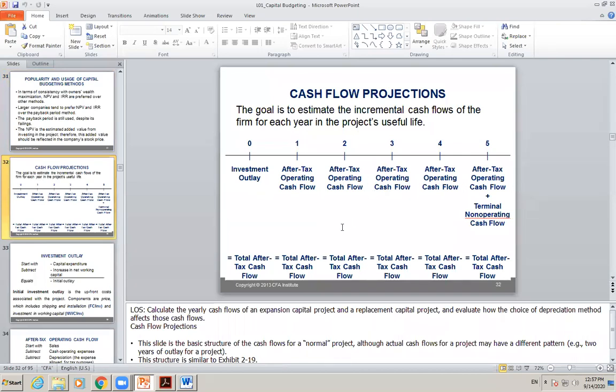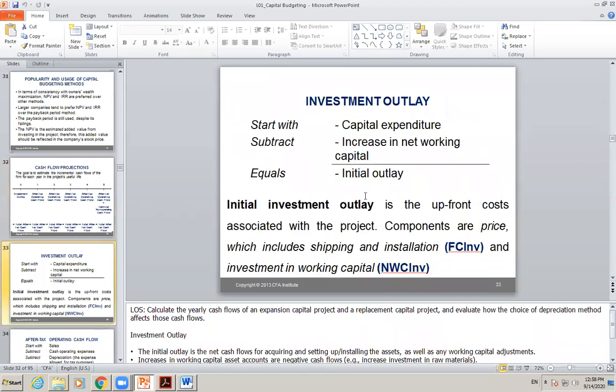So today we're going to talk about the expansion project. We are going to touch on the aspects of the expansion project, then we will move to the replacement project. And apart from that, we will see how the cash flow projections change with the different methods of depreciation that have been used. So we said there is a way to calculate the investment outlay. It's just the capital expenditure that you have invested while starting your project, and you add the increase in net working capital. Both together give you the initial outlay, the initial investment cost.